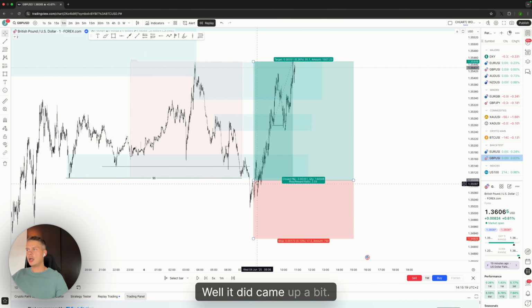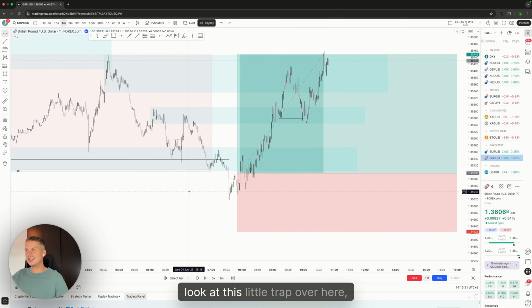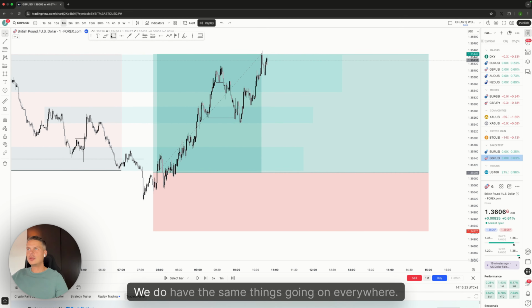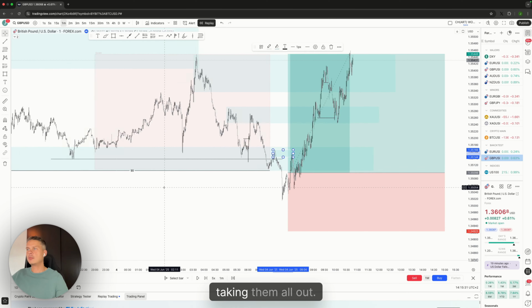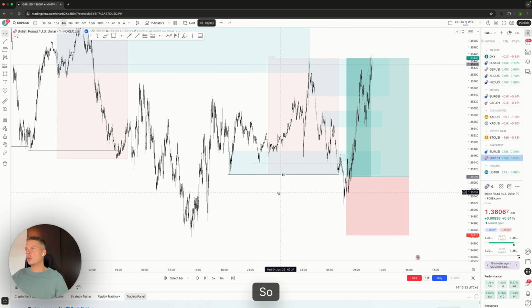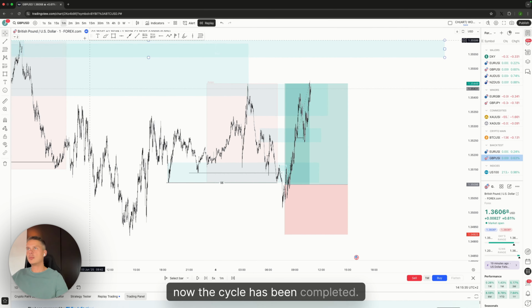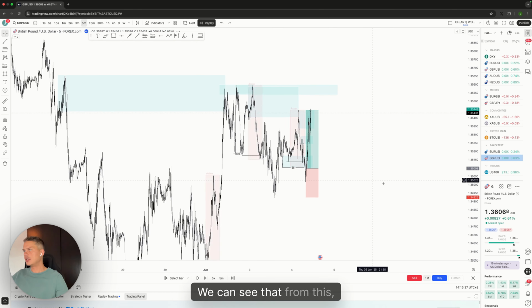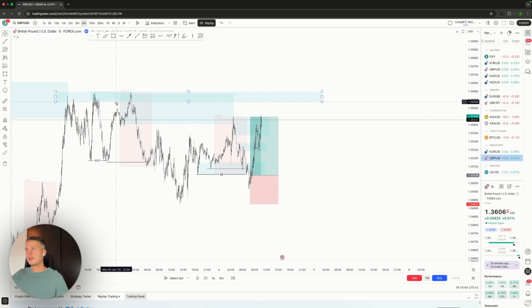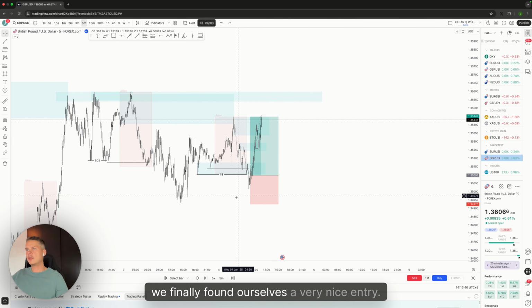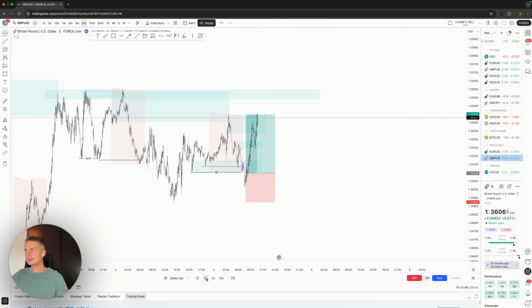Well, it did, came up a bit, look at this little trap over here, right? We do have the same things going on everywhere. Sellers are getting induced, bearish breakout structure comes down and starting to move up, taking them all out. So now the cycle has been completed. We can see that from this whole bearish order flow, we finally found ourselves a very nice entry.